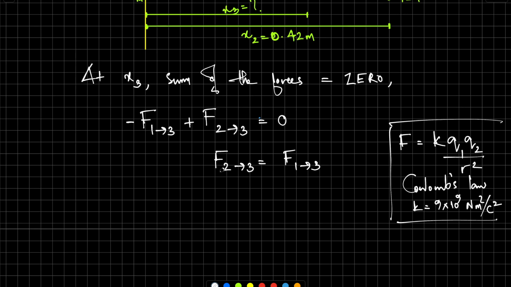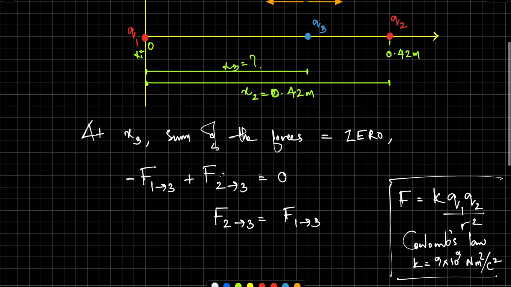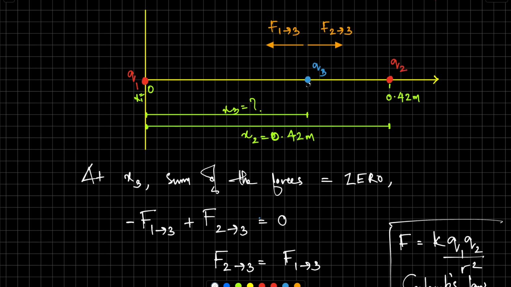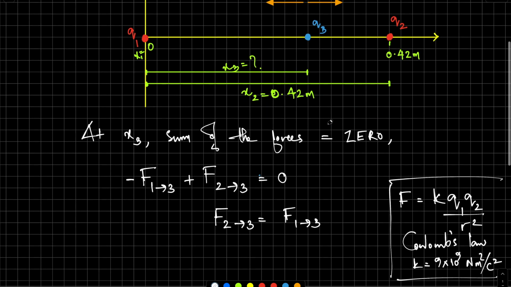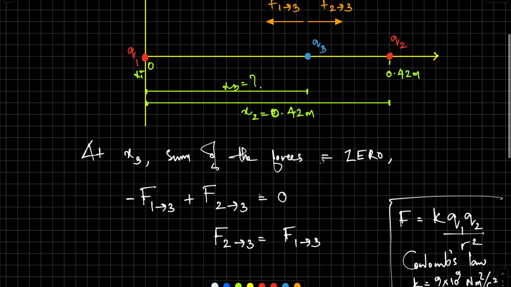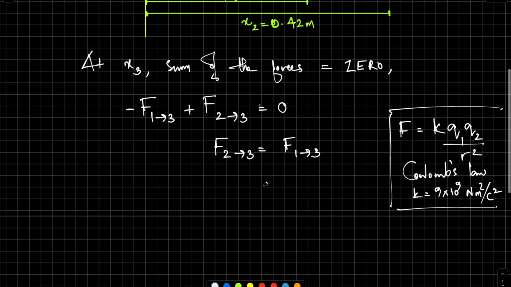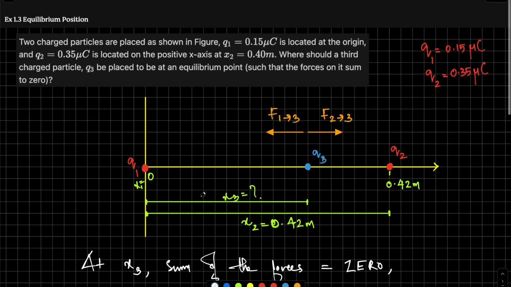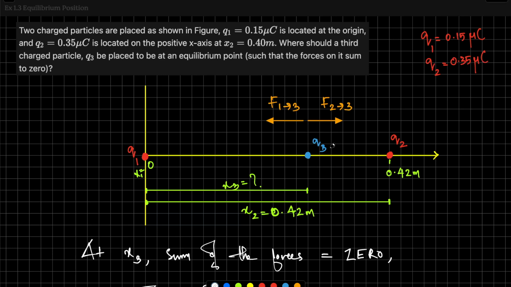Okay, so let's consider the first force, F2 to 3. We have two charges. Let's ignore Q1 for now. We have two charges, Q2 and Q3. The force F2 to 3 is equal to K, what are the two charges? Q2 and Q3. So K Q2 Q3 divided by the distance between 2 and 3. Okay, so this is the distance between 2 and 3. I'll draw that in blue color.